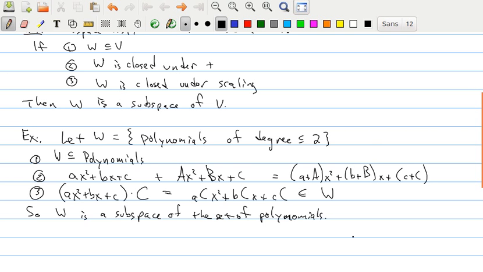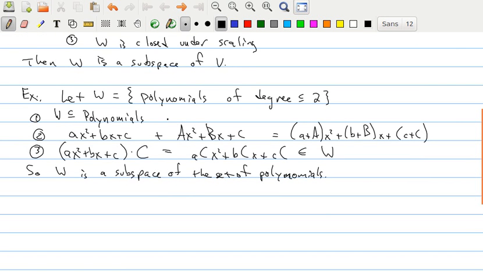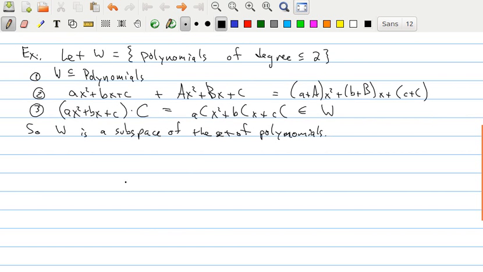So rather than checking all 10 axioms, we just had to check these three steps. First, that it's a subset, and that's usually the most straightforward part, and then the two closure axioms. We can test these three, and that's it. We don't need to bother with all 10 of those axioms. Let's look at an example where this fails.